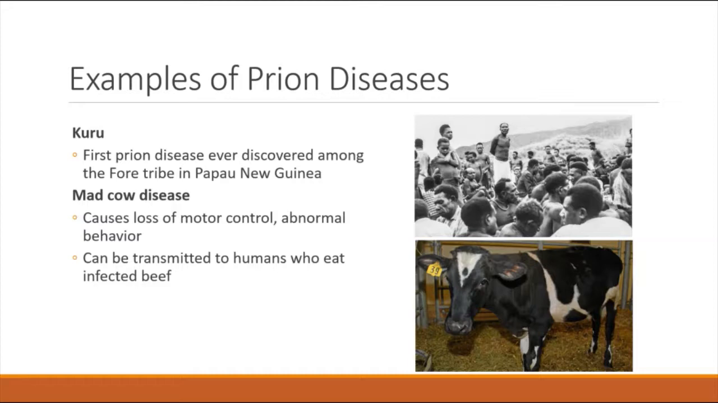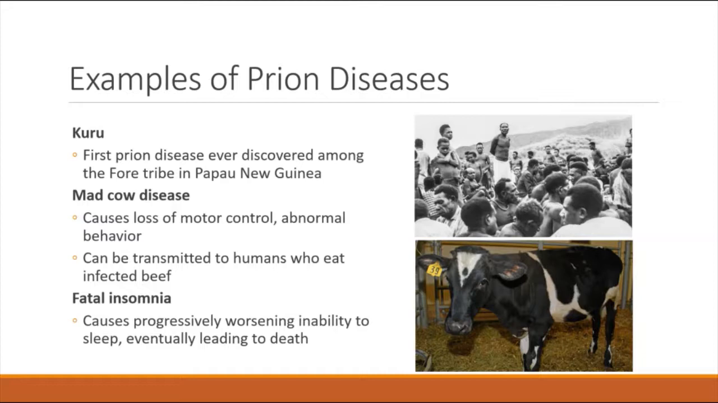And then fatal insomnia is another one. That one is exactly what it sounds like. It causes progressively worsening inability to sleep, which eventually leads to death. So prion diseases are very rare, but also very nasty. You do not want to catch one.